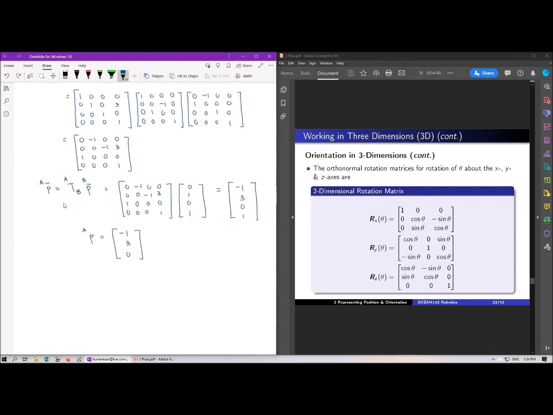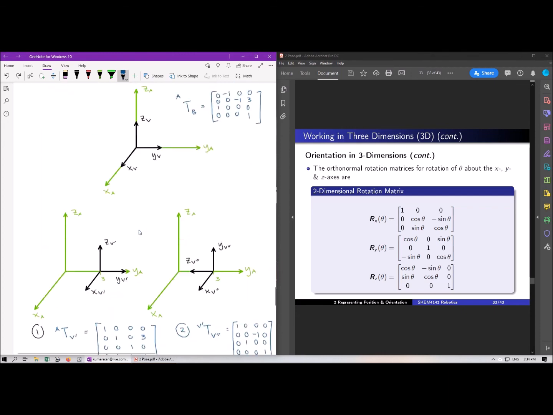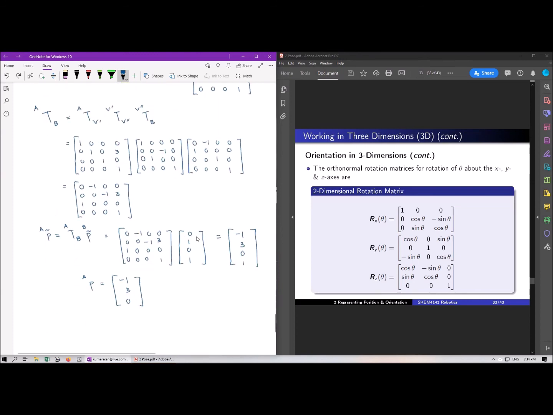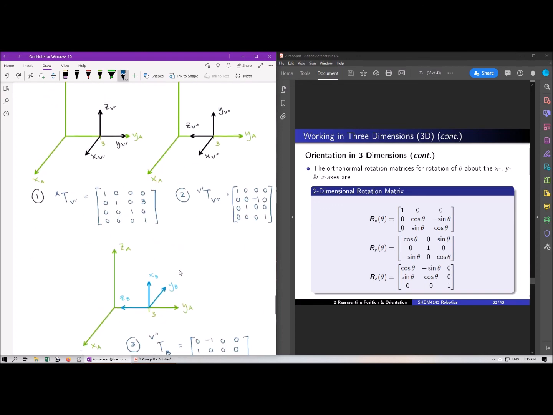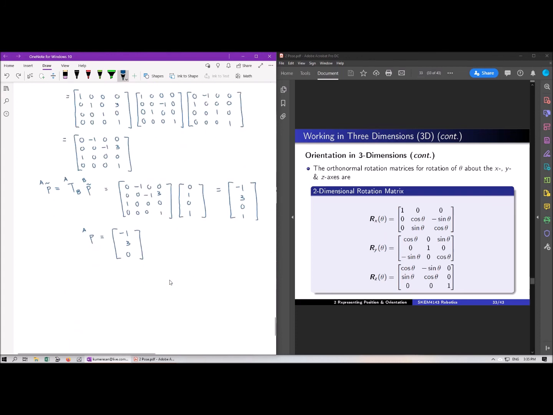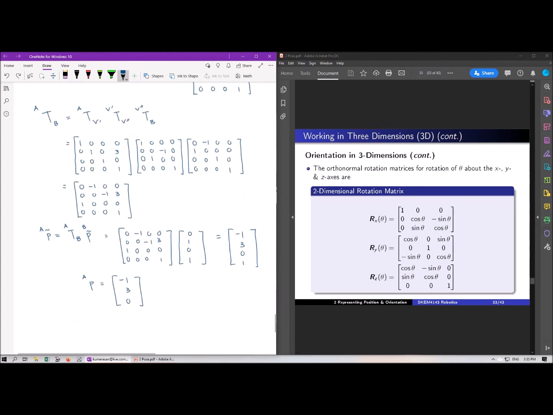Because we are interested to find PA, so this multiplied by P tilde B, where PB is 0, 1, 0, and we have to express it in homogeneous coordinates by appending 1 here, and the result is minus 1, 3, 0, 1. But PA is just the first three elements, minus 1, 3, 0. Let's check. Minus 1, 3, 0. So that was correct.